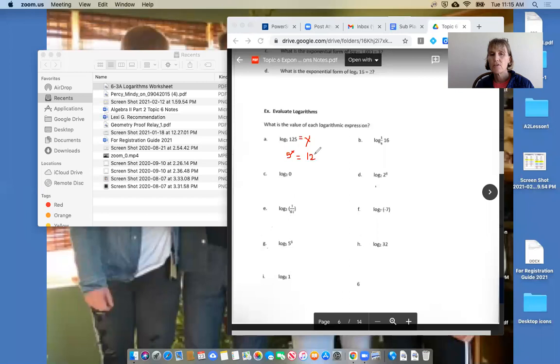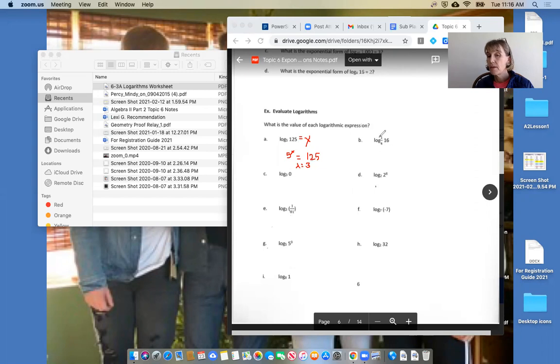Okay, so you're asking yourself, what power do I have to raise 5 to? 5 to what power equals 125? Some of you already know the answer to that. Some of you know that the answer is 3. X equals 3. Okay, and there's nothing more to do. You've solved it. The value of that log base 5 of 125 is 3.